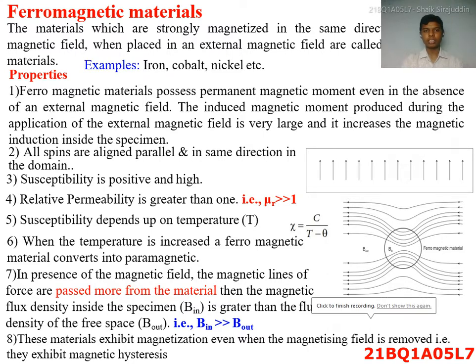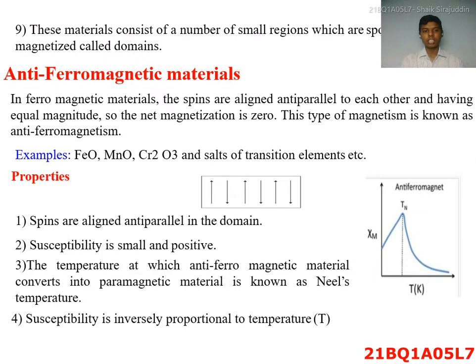So ferromagnetic materials are further classified into two types. These are antiferromagnetic materials and ferrimagnetic materials. The first one is antiferromagnetic materials. In antiferromagnetic materials, the spins are aligned anti-parallel to each other and have equal magnitude so that the net magnetism is zero. This type of magnetism is known as antiferromagnetism. Examples of these are FeO, MnO, Cr2O3, and salts of transition elements, etc.